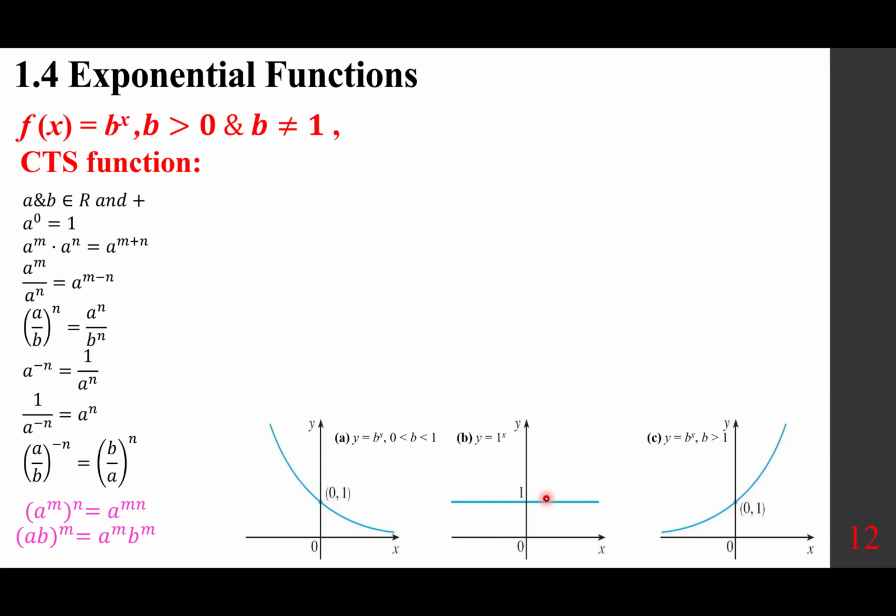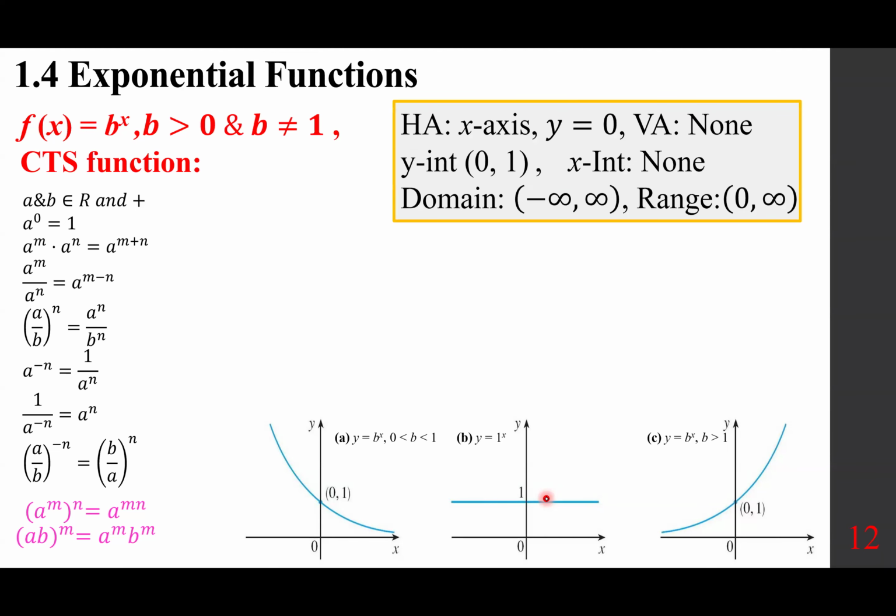So what do we notice? That's why it's important to remember the graph. Horizontal asymptote is the x-axis for both of these, which has the equation y equal to 0. There is no vertical asymptote. The y-intercept, both of them at 0, 1. Both of them, they don't have any x-intercept. Domain, all real numbers. Range from 0 to infinity. So what's the difference? This one is increasing.